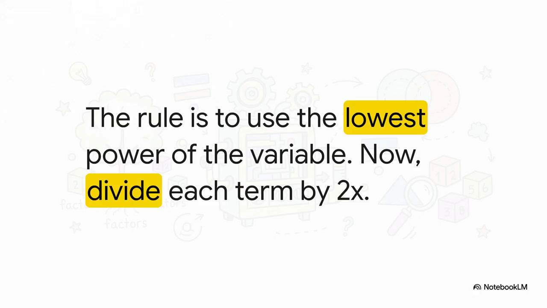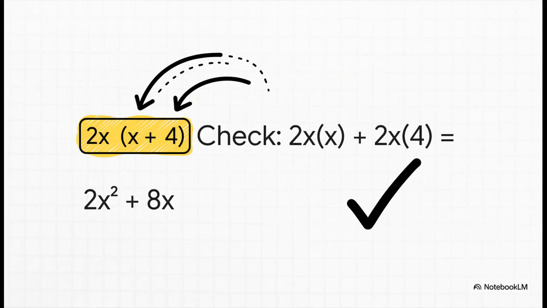Now, let's do what we did before and divide both original terms by that 2x. So, same deal. Our GCF, 2x, goes on the outside. Inside the parentheses, we write what was left over, which is x plus 4. And of course, what do we do next? We run a quick check. 2x times x gives us 2x squared, and 2x times 4 gives us 8x. It's a perfect match. See, this process just works.